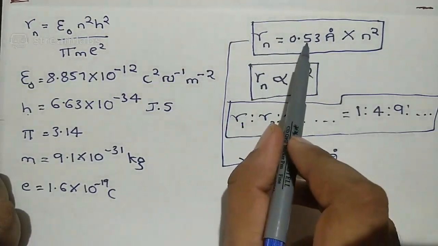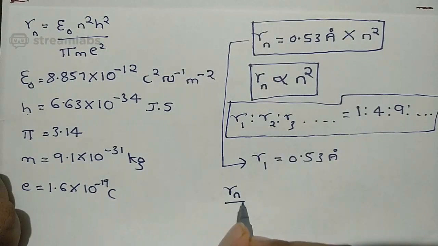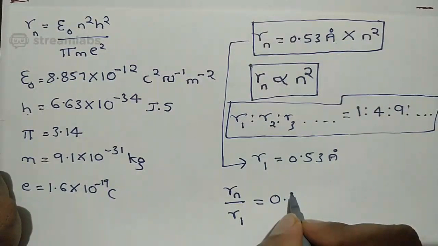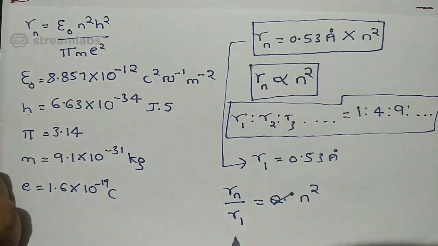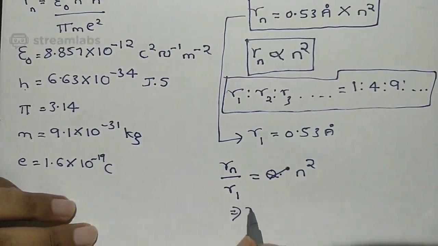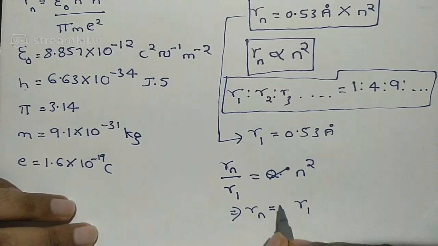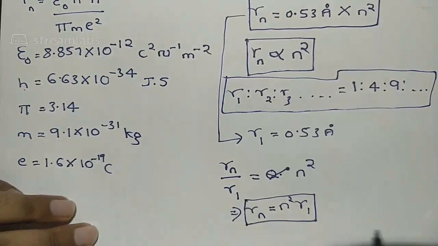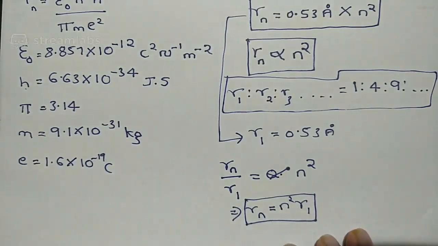What is the radius of the nth orbit? 0.53 angstrom into n square. So when you take the ratio Rn by R1, what is your answer? Quickly, 0.53 angstrom? No, 0.53 angstrom will cancel. Remaining is n square. So that implies the radius of the nth orbit is radius of the first orbit into n square. So Rn is n square into R1. So that is the radius of the electron in the nth orbit.